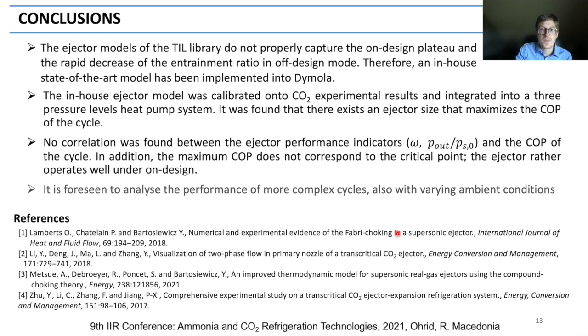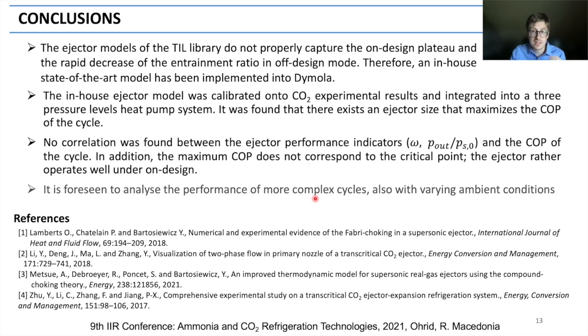So in conclusion, we saw that the ejector models of the TL library were limited, and therefore an in-house state-of-the-art ejector model was implemented into Dymola. This model was calibrated onto experimental data and used to simulate a 3 pressure levels ejector heat pump system. It was found that there exists an ejector size that maximizes the COP of the cycle, and that for this present cycle, there is no apparent correlation between the ejector performance and the COP, as is commonly the case.